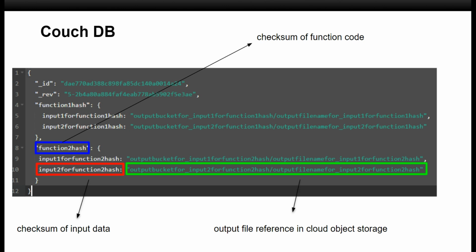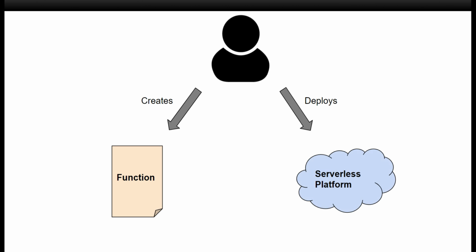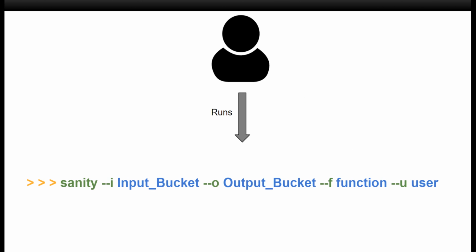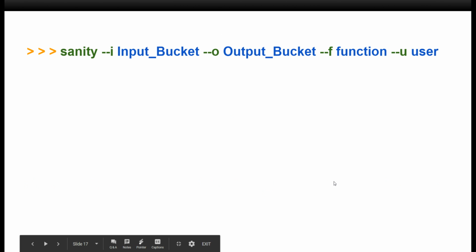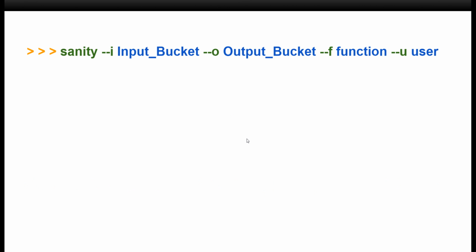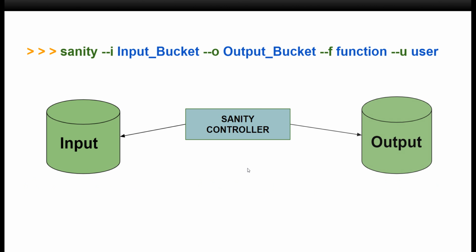Now let's see how the user interacts with the Sanity framework. A user will first create a function. He then deploys this function to our serverless platform, which is OpenWhisk. Then, in order to use this function, the user runs the following command. Now, the input bucket, the output bucket, the name of the function, and the username are passed in this command. When this command is fired, our Sanity framework is started. The Sanity controller knows the location of the input bucket and the location of the output bucket, and it is waiting for the data to arrive.